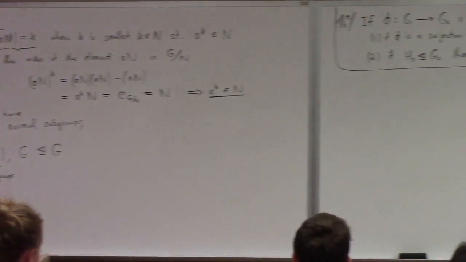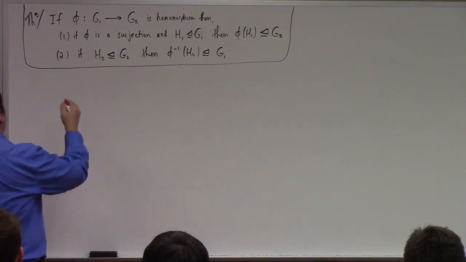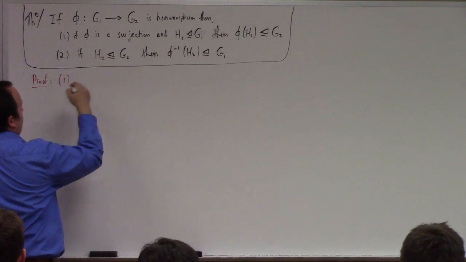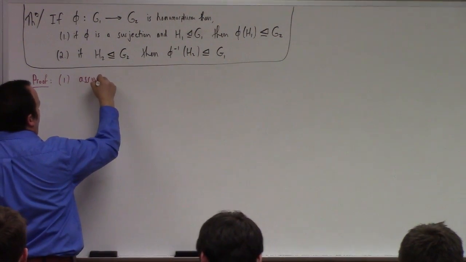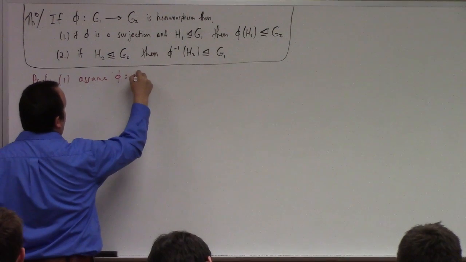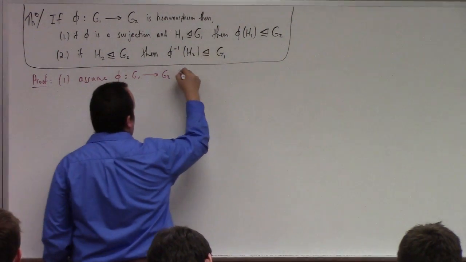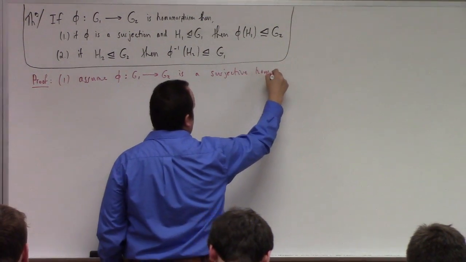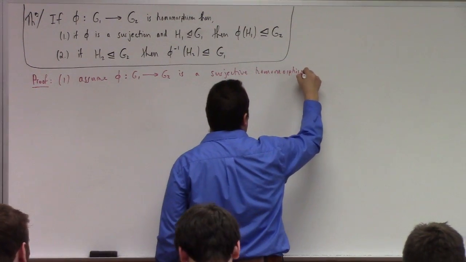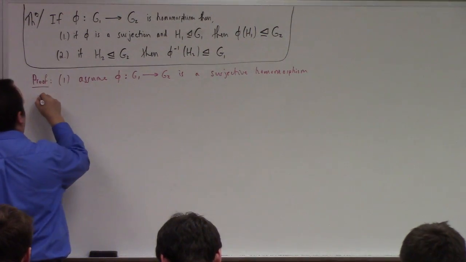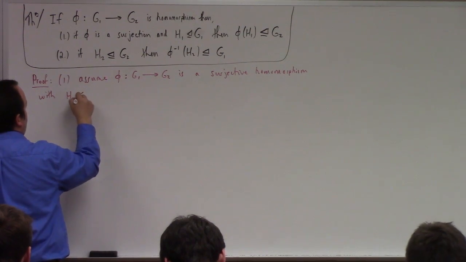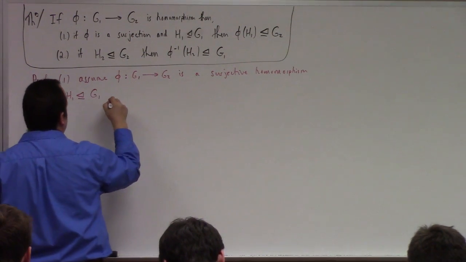So let's prove it. Here we go. I'll start with 1. So what should we do? We should assume phi from G1 to G2 is a surjective homomorphism with H1 a normal subgroup of G1, right?